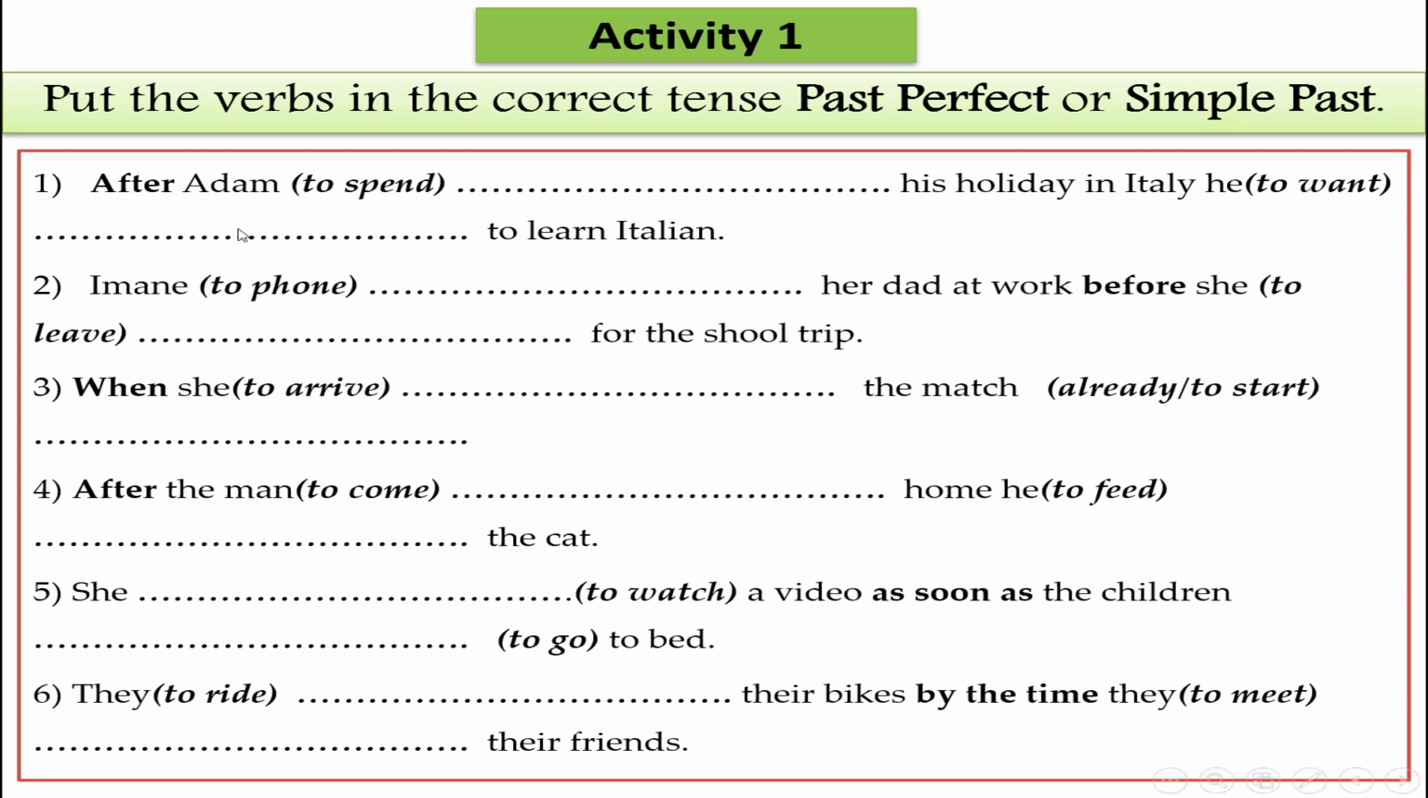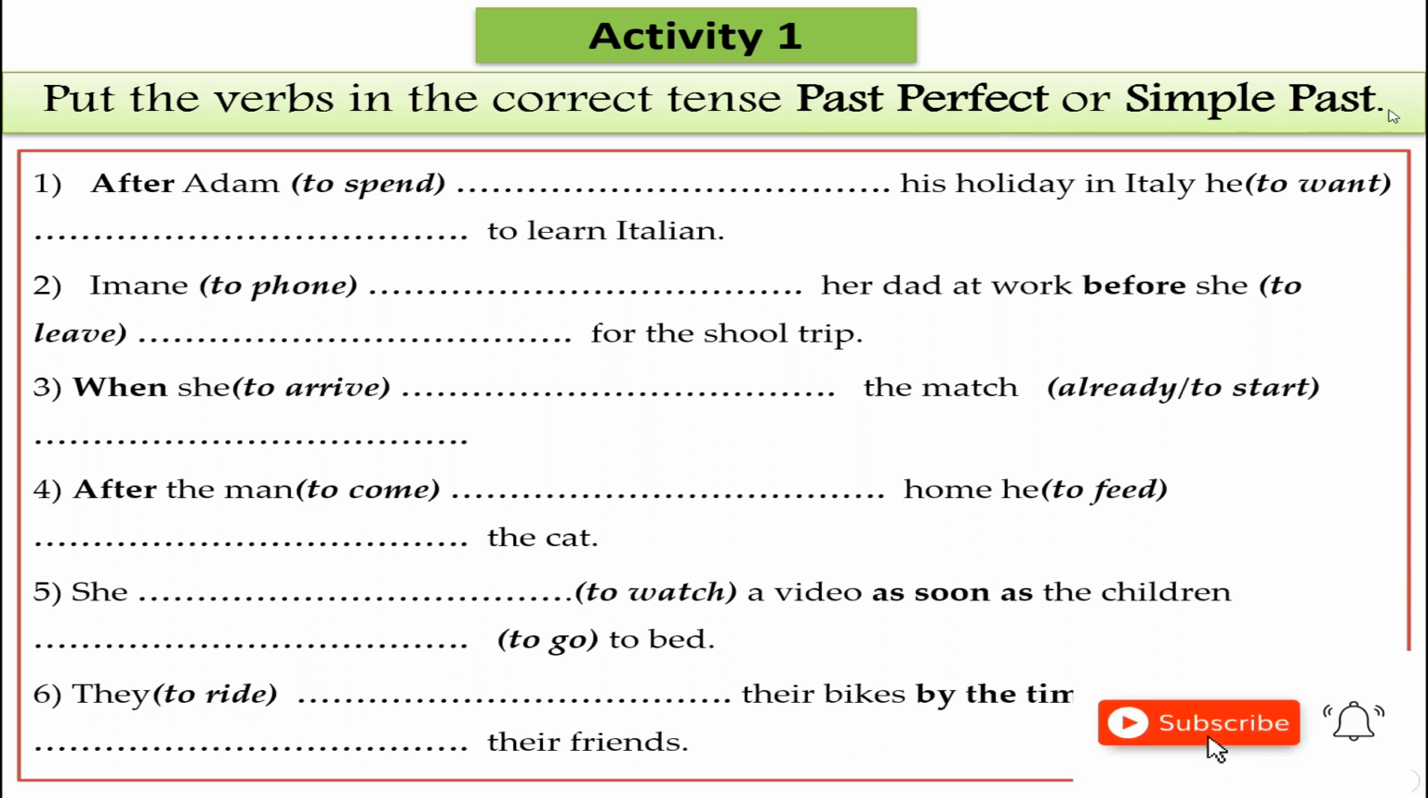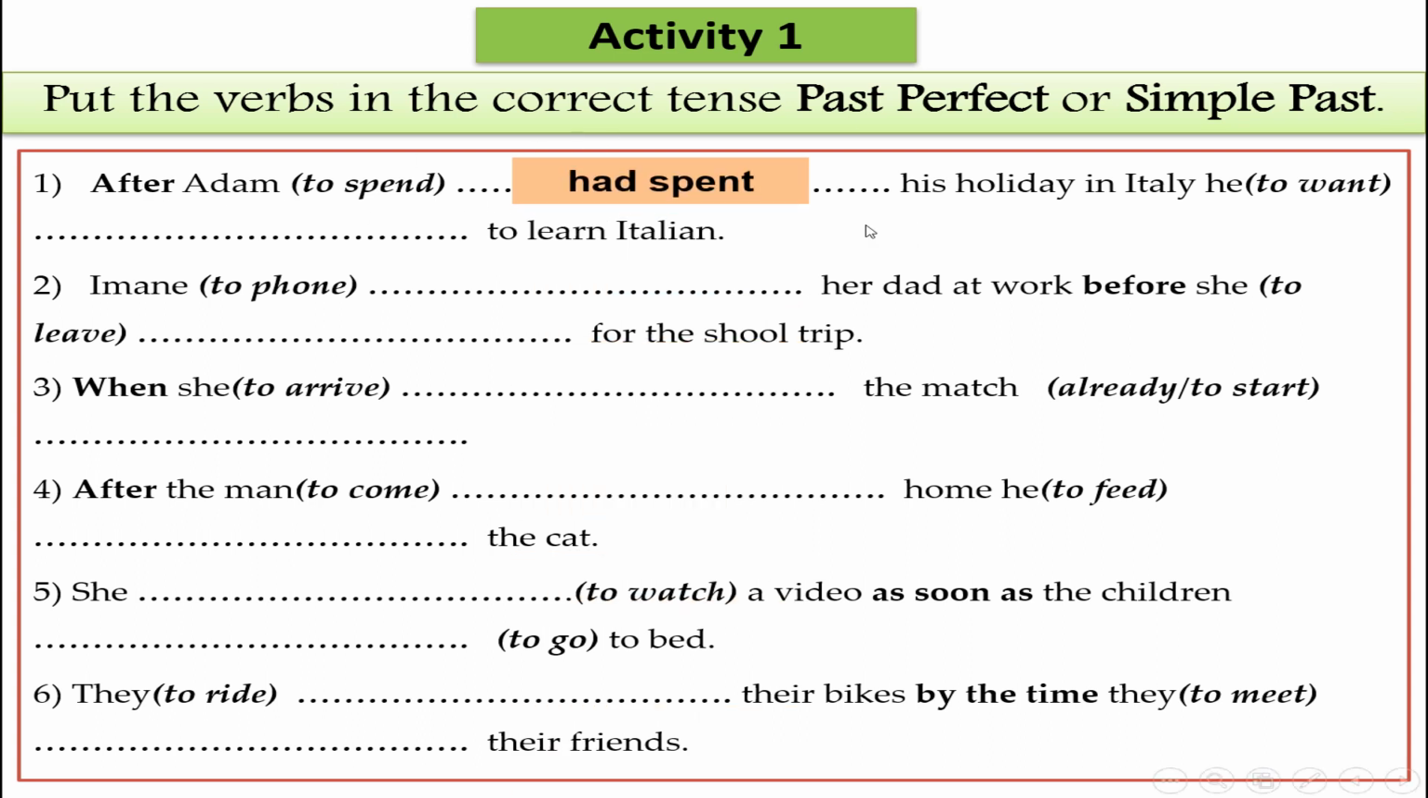In this activity, you are going to put the verbs in the correct tense, either past perfect or simple past. And remember the key words. So, sentence number 1. After Adam, verb to spend, his holiday in Italy, he, verb to want, to learn Italian. Well done. So we have here after, that's why we need to put past perfect of the verb. So after Adam had spent his holiday in Italy, he wanted to learn Italian. Very good job.